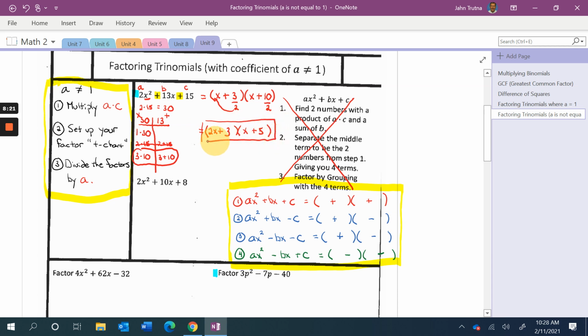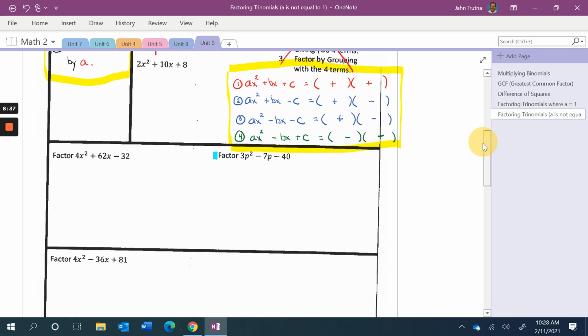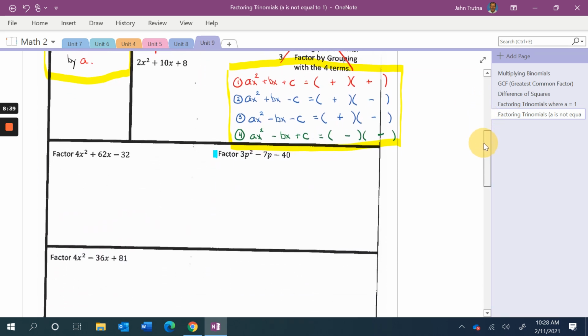So the quantity 2x plus 3, multiplied with the quantity x plus 5, is the factored form of the expression 2x squared plus 13x plus 15. We're going to go through a few examples of these, because doing them is the best way to get it done.